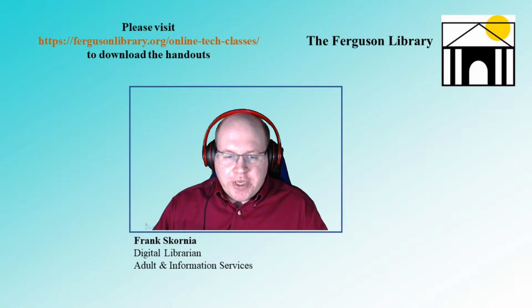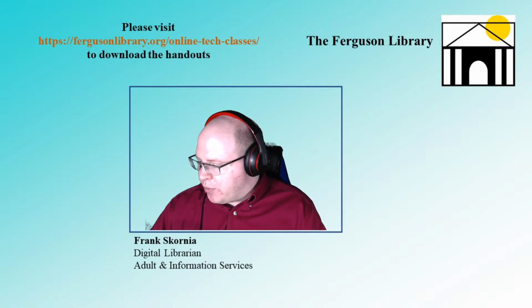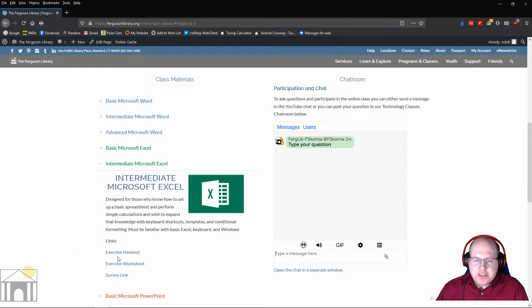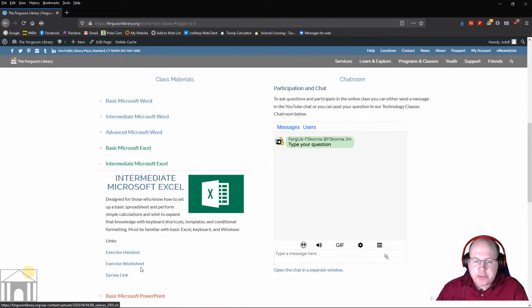So moving on, you want to make sure that you download these. The easiest way to download these here is if you right click and go to Save Link As, and then you can save it to a place on your computer. So you'll want to save both the handout and the exercise worksheet to a place on your computer.